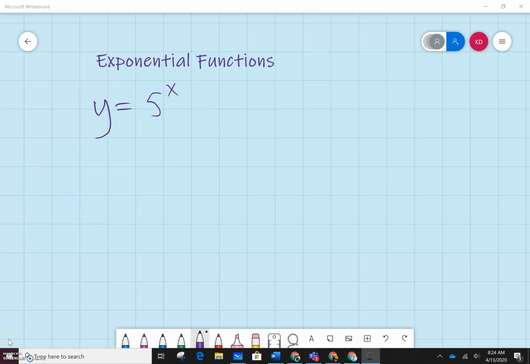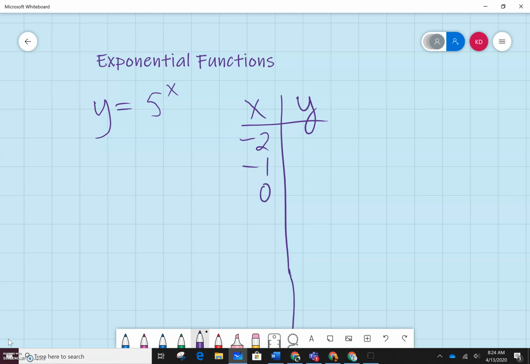So let's do a table of values, an XY table for this one. I'm going to leave some space here for my negatives. So I'm going to have -2, -1, 0, and then I'm also going to include 1, 2, and even 3 for my exponents. I'm going to start where x is 1. If x is 1, then y will equal 5 to the power of 1, which is 5. And then it's kind of easy to go from there.